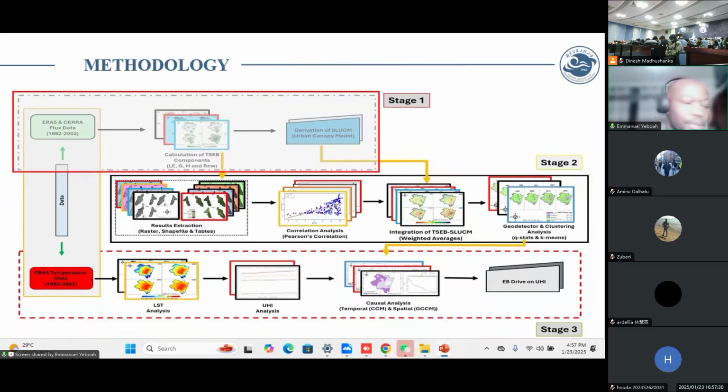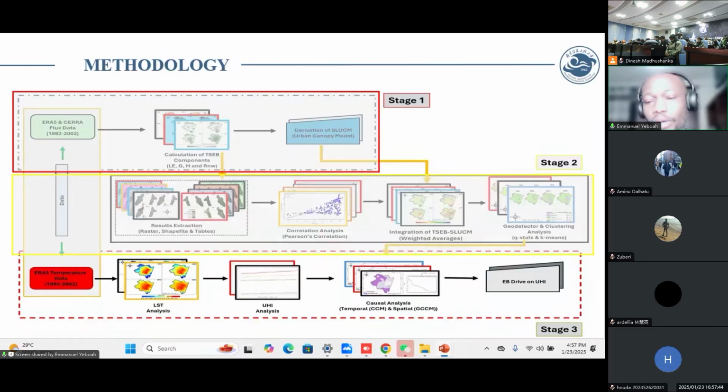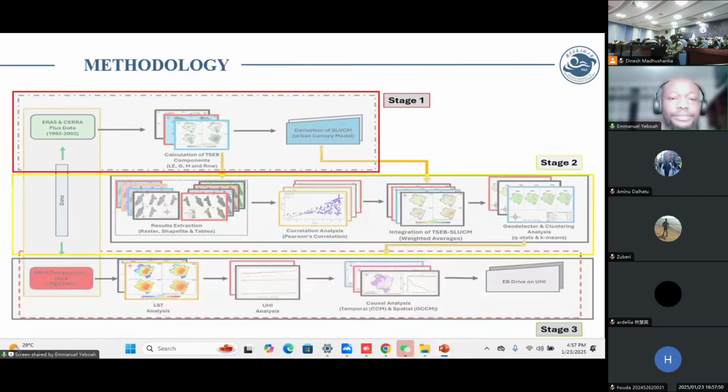We calculated land surface temperature. We also derived the UHI via the land surface temperature by subtracting the rural areas from the urban areas. And then we went ahead to do causality analysis. As I said, causality analysis built up on correlation analysis. So we see that energy balance component is what's driving UHI in this context.